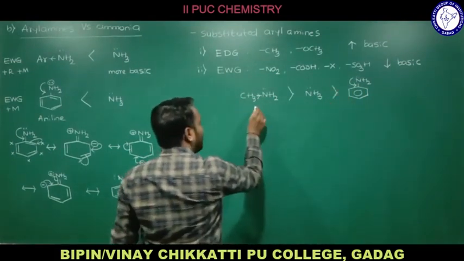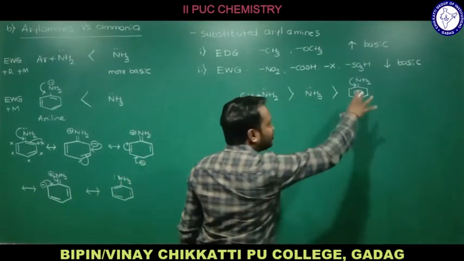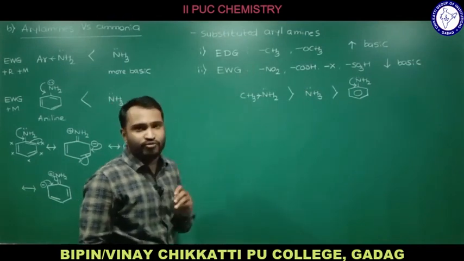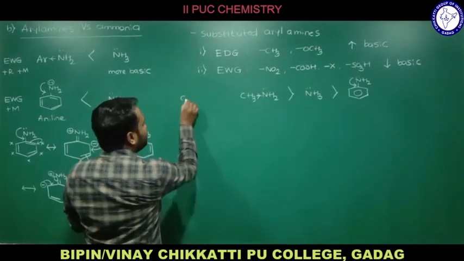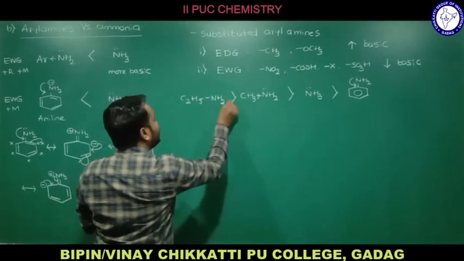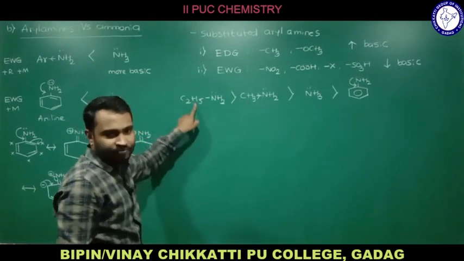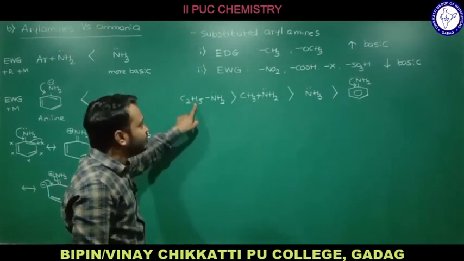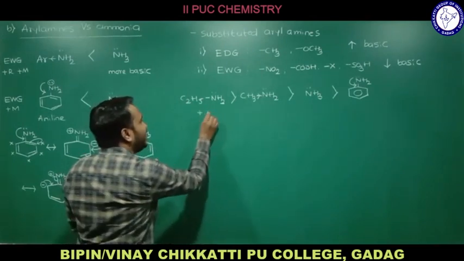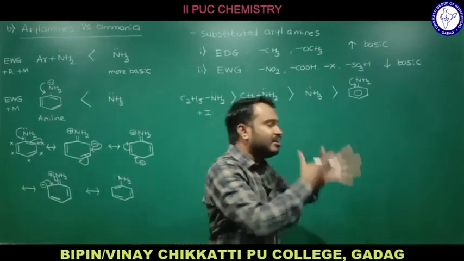So if you consider alkyl amine, ammonia and arylamine, this is the fashion in which we can write the basic nature of amines. Now if I consider C2H5NH2, that is still more basic when compared to methylamine, because C2H5 means two CH3 carbons we have. So due to the plus I effect, this is going to be more basic.